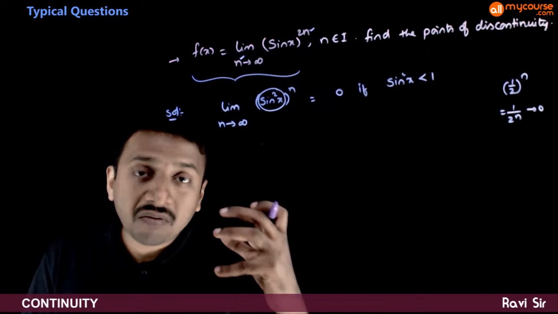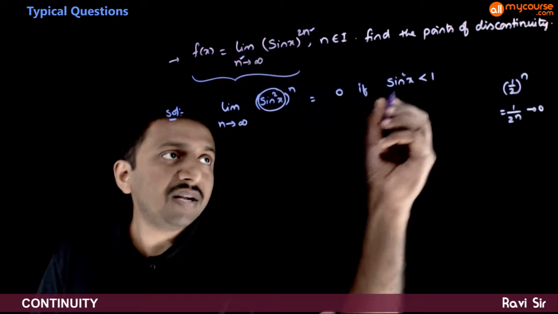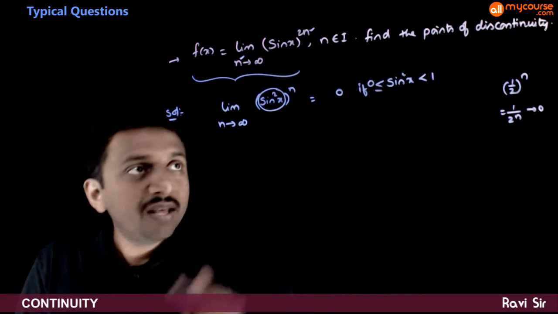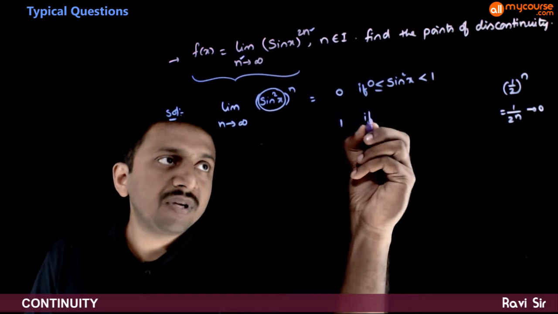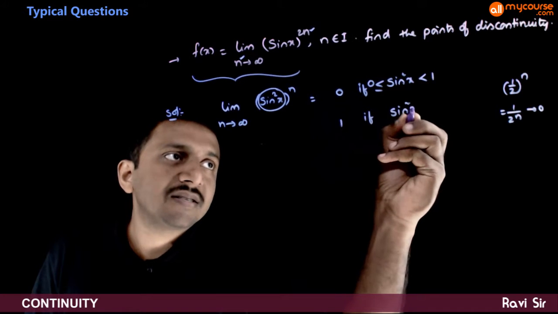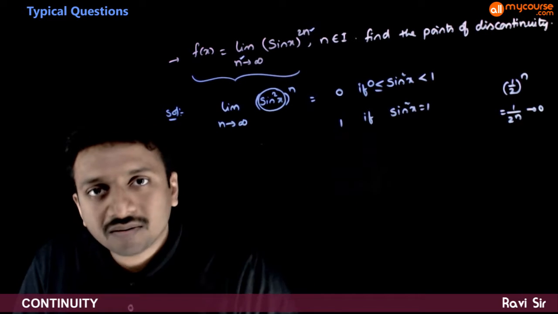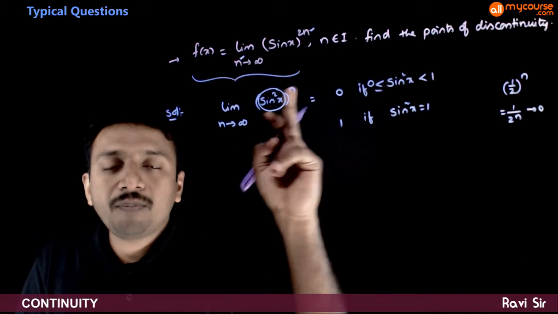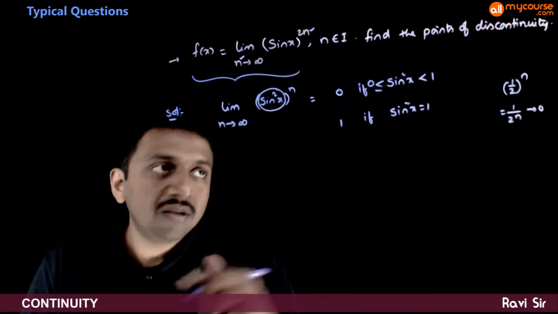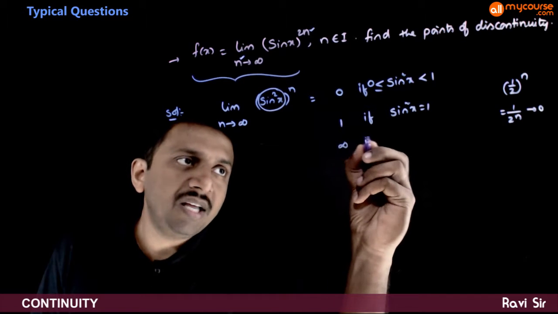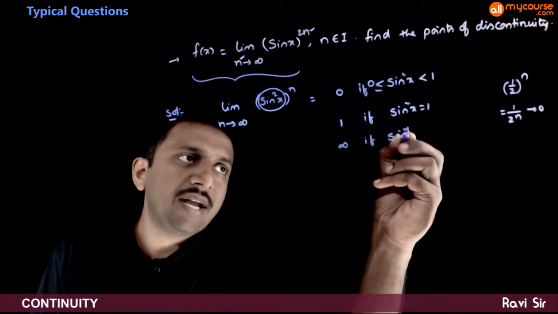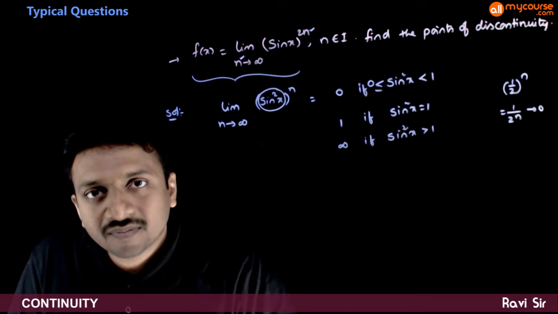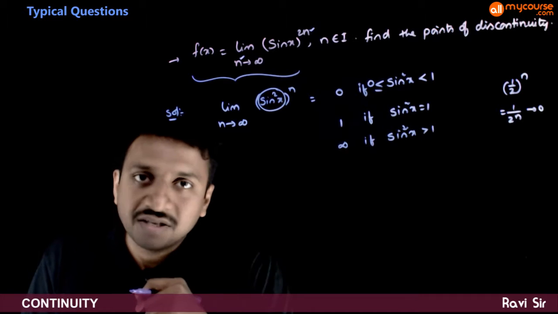But sin square x is always non-negative because you have a square, so the range is 0 to 1. And the limit will be 1 if sin square x is exactly equal to 1, because exactly 1 power any number is equal to 1. And this is equal to infinity if the sin square x value is greater than 1. So these are the conditions.